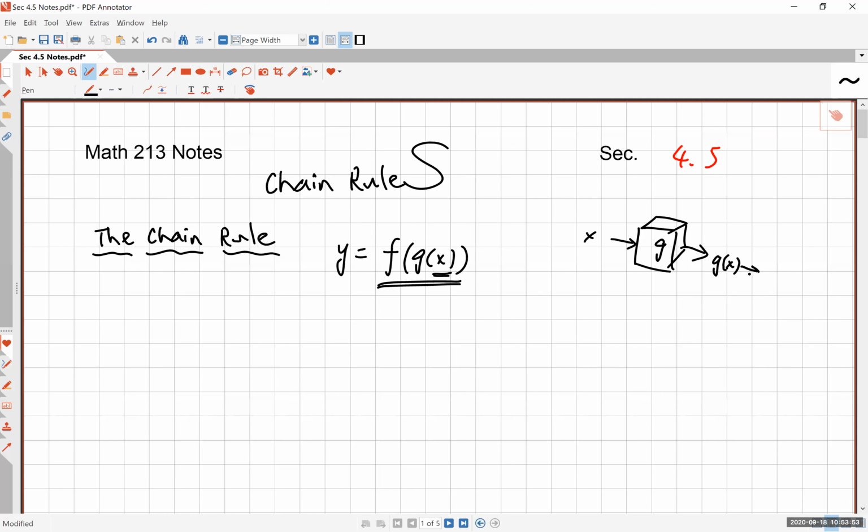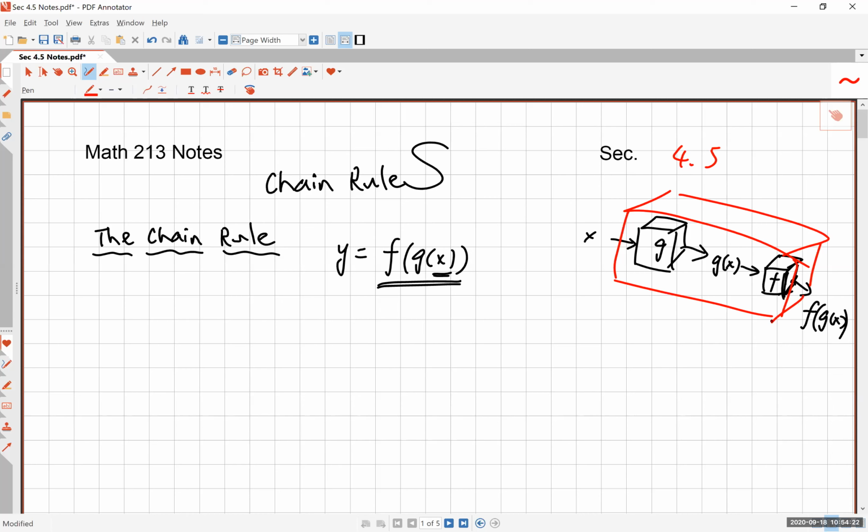Then G of X is immediately placed into another box called F. The second function operates on the outcome of G of X, and what comes out is F of G of X. Even though you write F first, you actually do F second. The composition of F of G is this big box. You package these two machines into one box, and this is called F composed with G. Remember, you do G first, even though you read F of G from left to right. And so that's the composition.